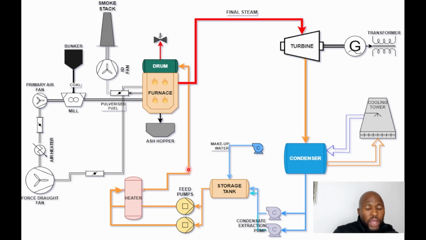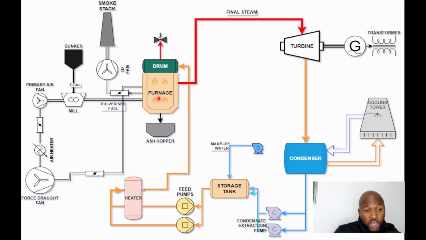But how does everything start? At first, we make up the water into the storage tank. And then once the water is sufficient in the storage tanks, we take the water using the feed pumps into the drum, like I've already highlighted. The drum needs to be maintained at a certain level. Once that level is reached, we can then start the fire in the furnace.